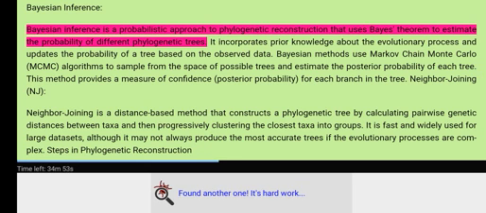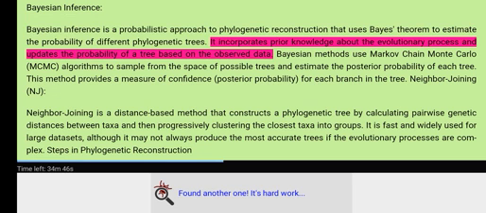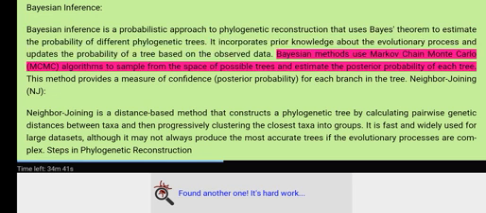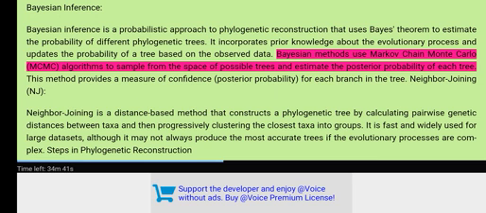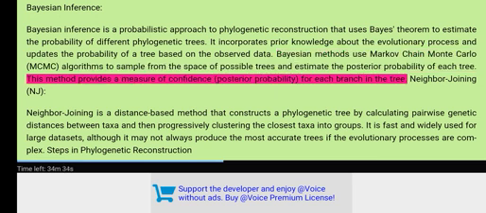probability of different phylogenetic trees. It incorporates prior knowledge about the evolutionary process and updates the probability of a tree based on the observed data. Bayesian methods use Markov chain Monte Carlo (MCMC) algorithms to sample from a space of possible trees and estimate the posterior probability of each tree. This method provides a measure of confidence, posterior probability, for each branch in the tree.